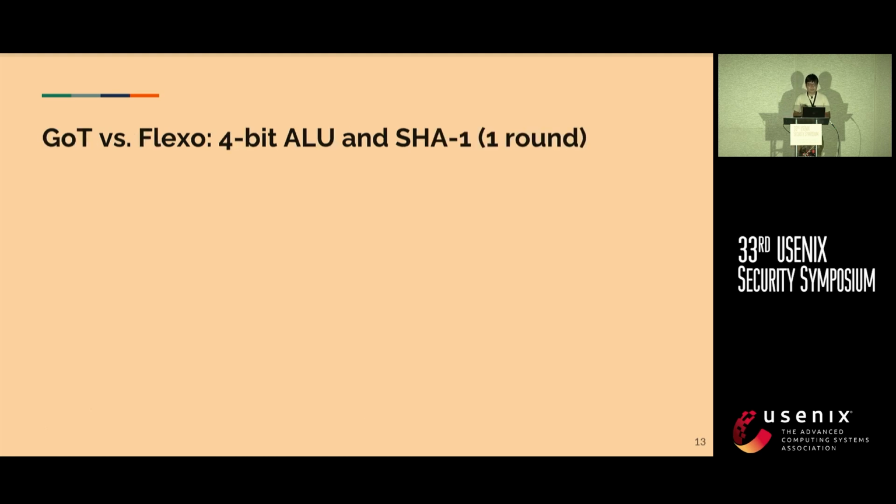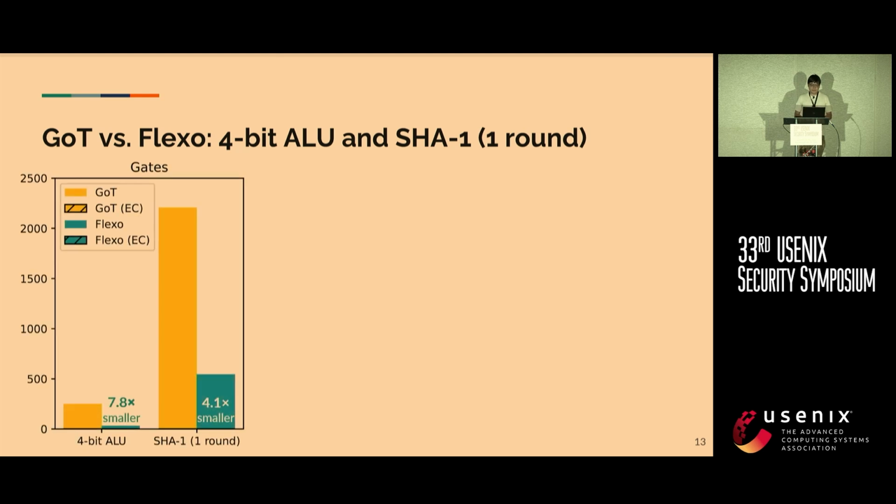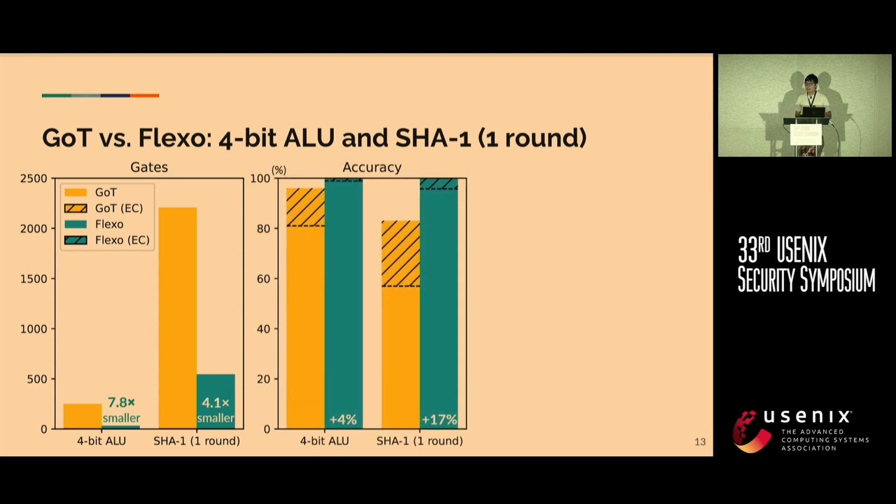So now, let's compare with the Gates of Time using 2 small circuits, a 4-bit ALU and the first run of the SHA-1 hash function. For the circuit size, by using our new circuit construction, we can make our circuits 4 to 8 times smaller than Firework. And for the accuracy, the stripes on top of these bars indicate the increasing accuracy when we turn on error correction. And this diagram shows that Flexo has a much higher accuracy than Firework even without error correction.